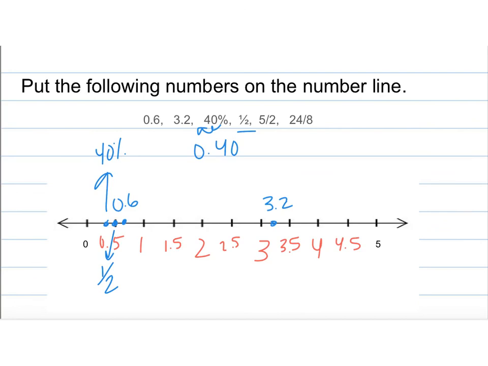Now 5/2, this is another improper fraction. The top number is bigger, so we look at the 2. We say 2 goes into 5 twice, which would be 4, with 1/2 left over, which would put us right here for 5/2. And the last one, 24/8. 8 goes into 24 3 times with nothing left over, so that would be right there. Okay, once I turned them all into decimals, it was a lot easier to figure out where they would fall.